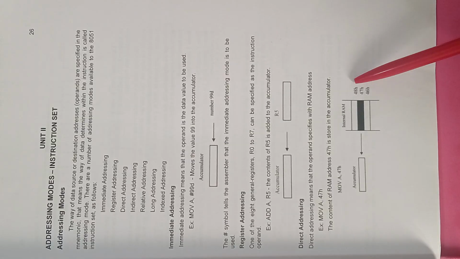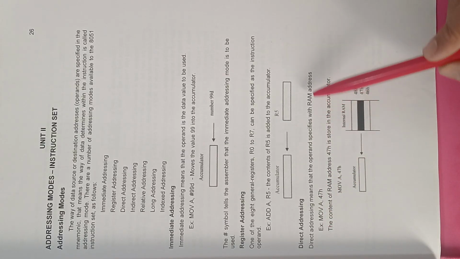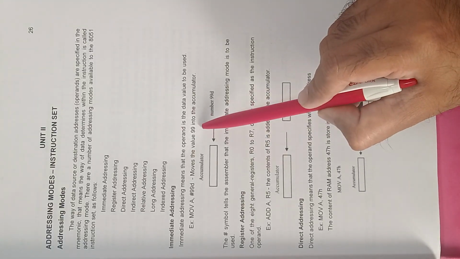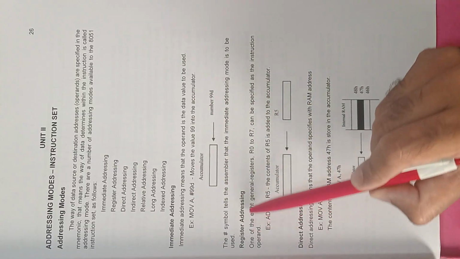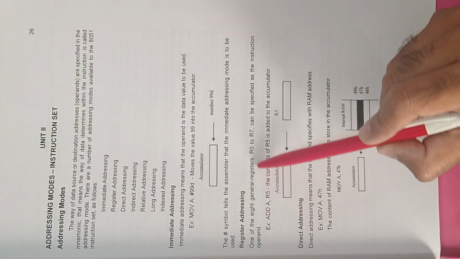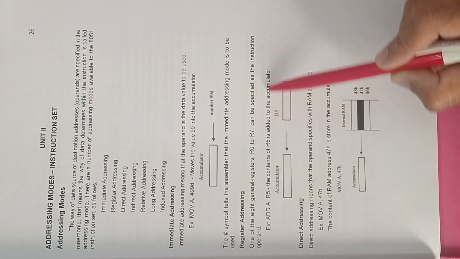Internal RAM addresses 46H, 47H, 48H. Direct addressing means that the operand specifies the RAM address. This specifies the register address, this specifies the data address. Immediate addressing refers to the data value. Register addressing refers to the register value. One of the 8 general registers R0 to R7 can be specified as the instruction operand. ADD A, R5: the content of R5 is added to the accumulator.